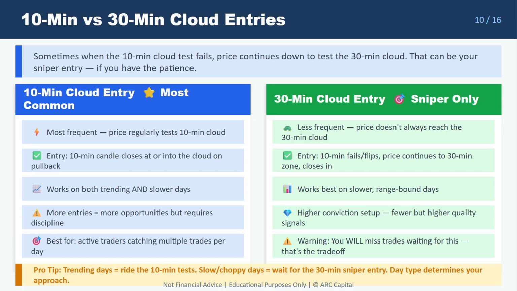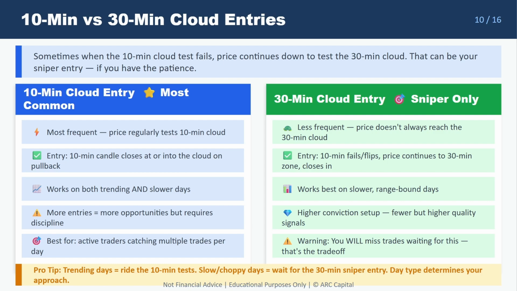Now, the 30-minute cloud entry, sniper only. Less frequent, price doesn't always reach the 30-minute cloud test. Your entry zone: if the 10-minute fails or flips and price continues down to the 30-minute cloud zone, you could take a trade against the cloud acting as your support or resistance.